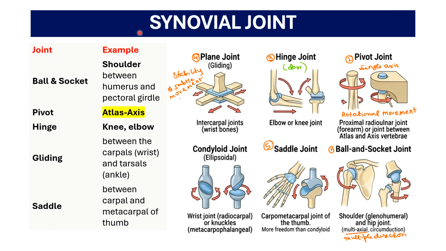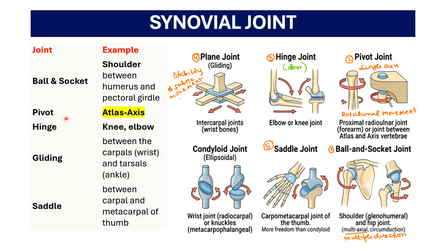Let's now see more examples of synovial joint in detail. Number 1 is a ball and socket joint. You find it in the shoulder region between humerus and pectoral girdle, as well as in the hip region between the femur and the pelvic girdle. This ball and socket joint shows multi-axial movement. Imagine your hands that are attached to the pectoral girdle. You can move them in multiple directions on multiple axes.